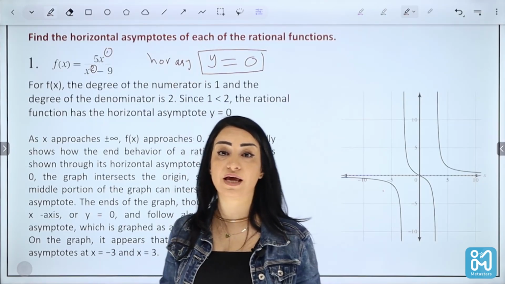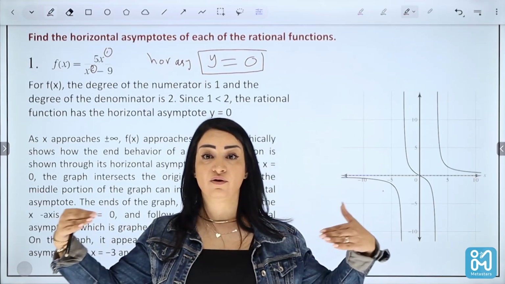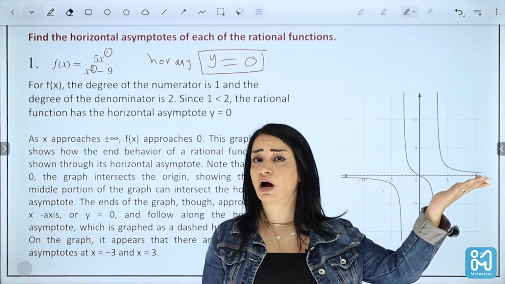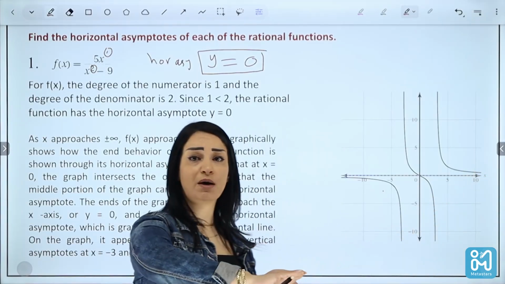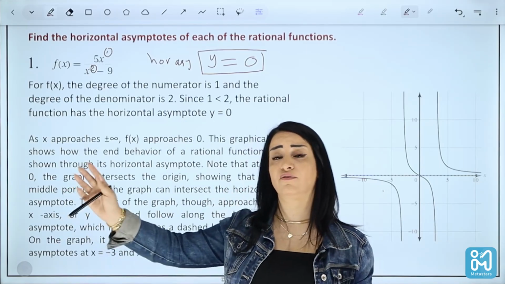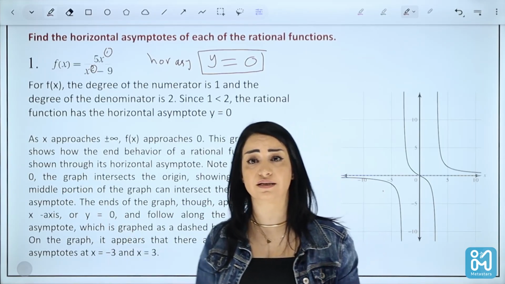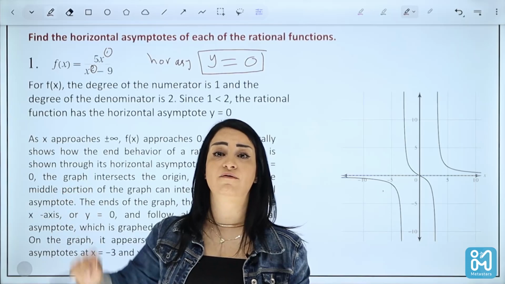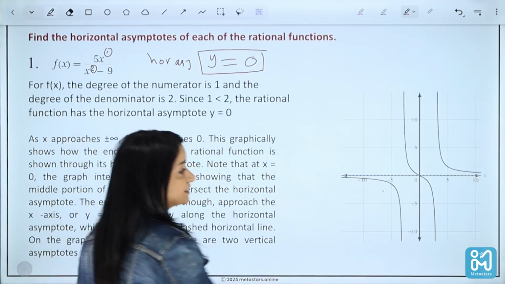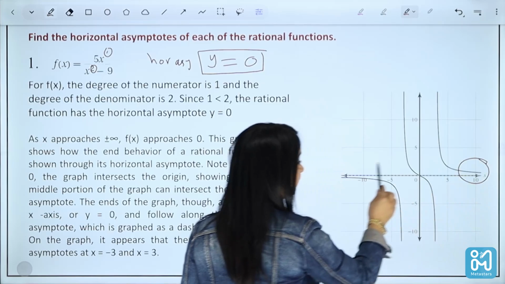So our end behavior is going toward y equals 0. As the function goes to the right, the end behavior approaches 0. And from the other side, the end behavior also approaches 0. So we can see here the end behavior of the function.